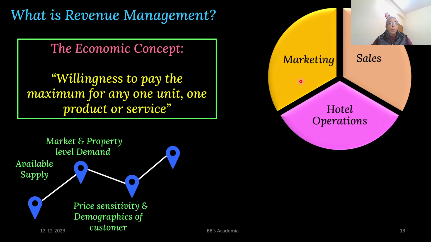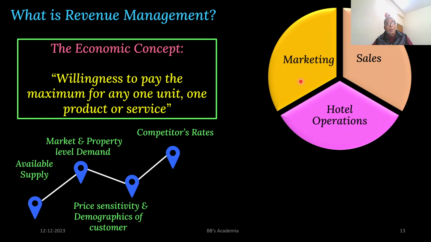Next is price sensitivity and demographics of the customer. There are different kinds of people. What is their demography and price sensitivity? Common people normally look towards the price. If the price is high, they look for some other cheaper hotels. So you have to consider that kind of customer as well. Similarly, other demographics are also there. We'll discuss that in our coming lessons.